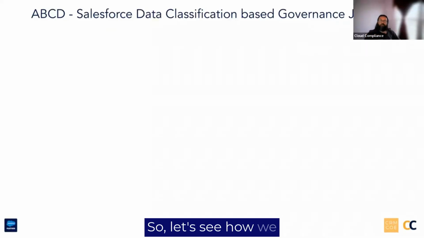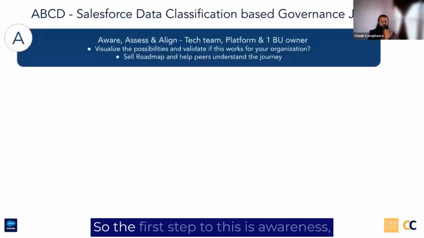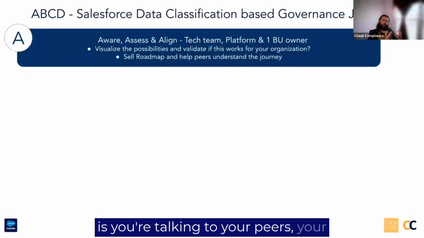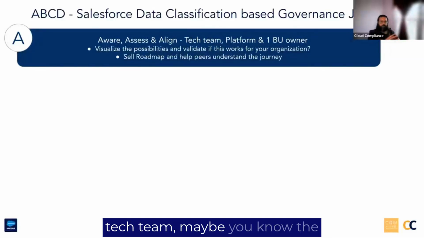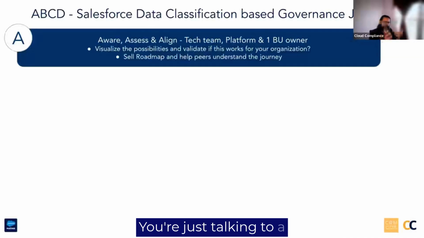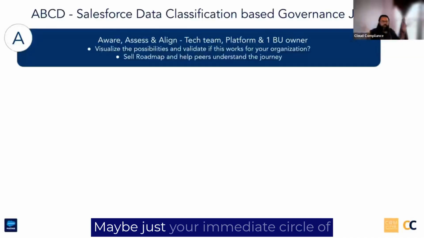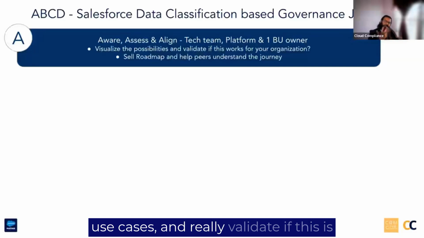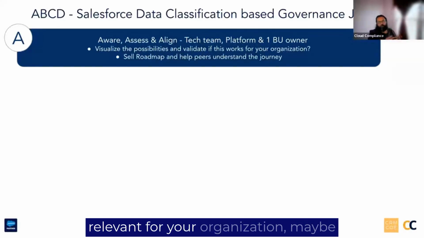So let's see how we can put this into action. The first step is awareness, assessment, and alignment. What you're really doing here is talking to your peers, your tech team, maybe the platform and business owner, but you're not going across the company. You're just talking to a very finite set of people, maybe just your immediate circle of influence. You're trying to help them visualize the possibilities, much like we talked about with these use cases, and really validate if this is relevant for your organization.